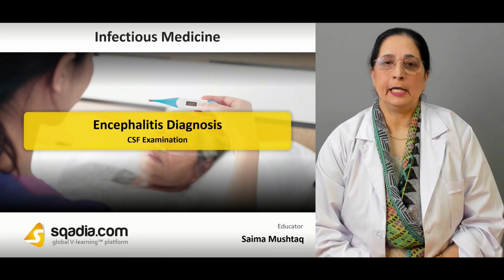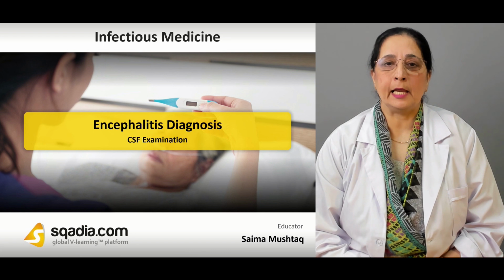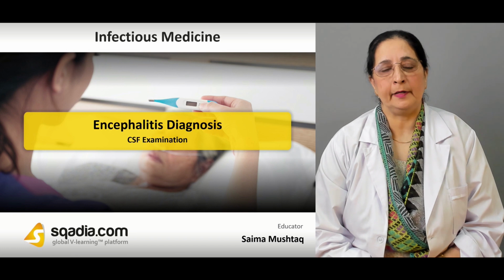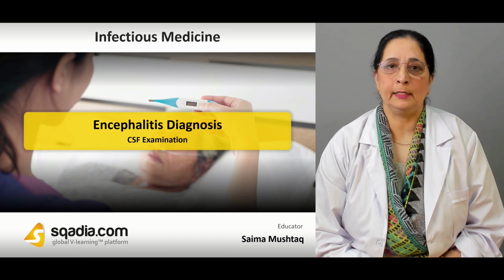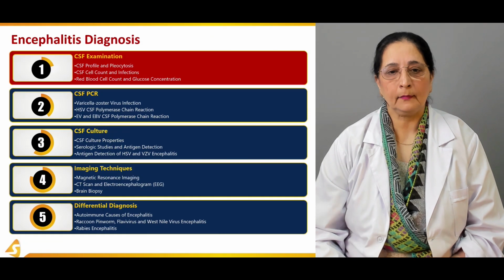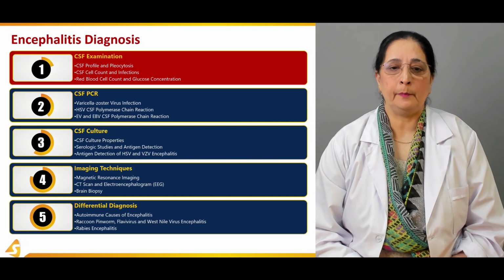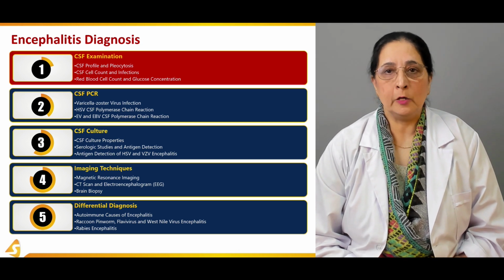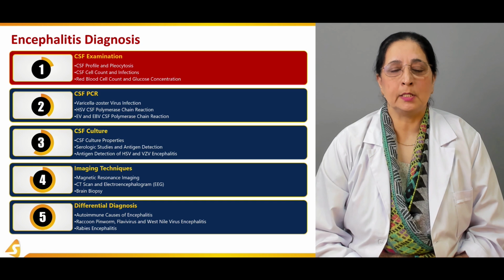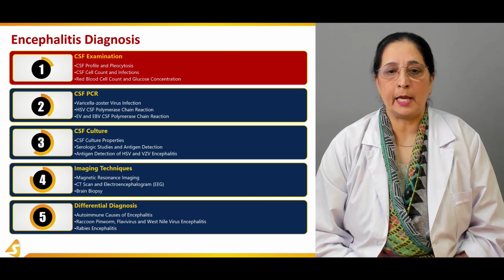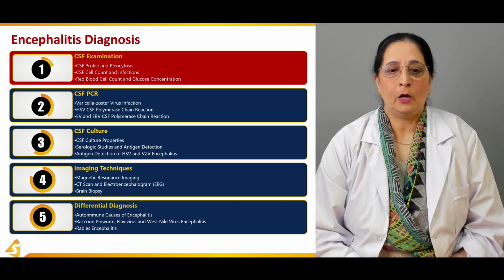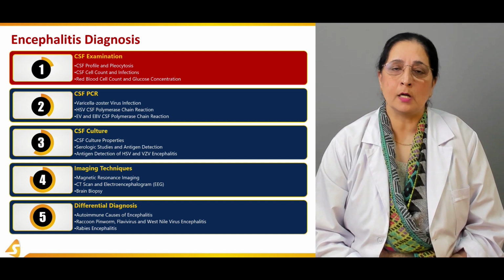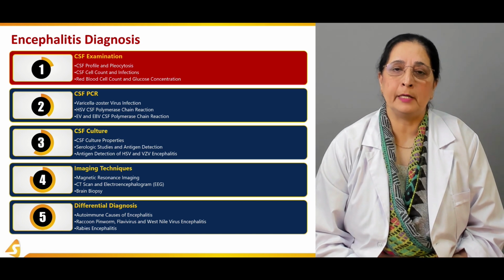Let's begin with the lecture Encephalitis Diagnosis, and in this first section we will talk about the CSF examination of the patient with encephalitis. In this section we will talk about the CSF profile, pleocytosis, and also CSF cell count and infections. Also, we will talk about red blood cell count and glucose concentration in the cerebrospinal fluid.